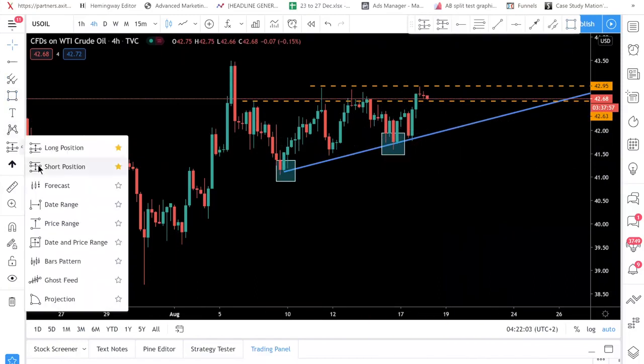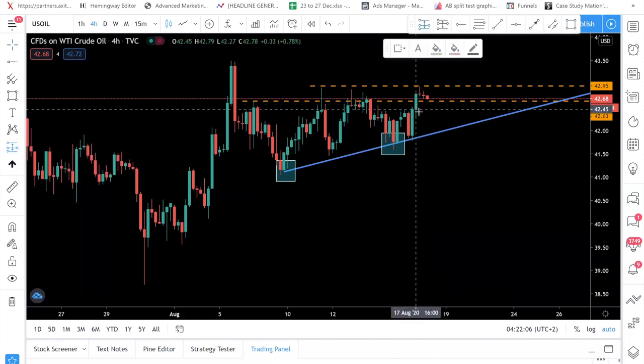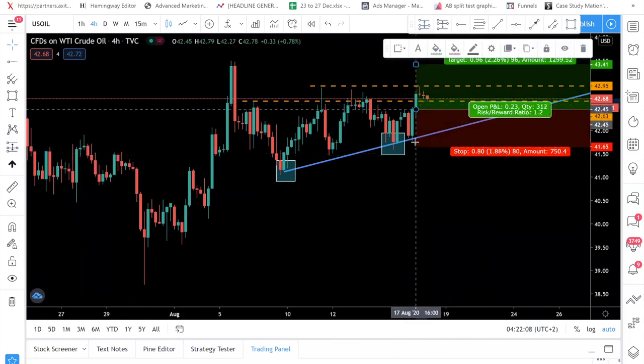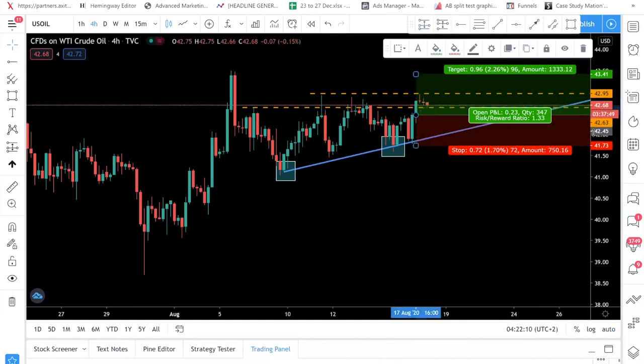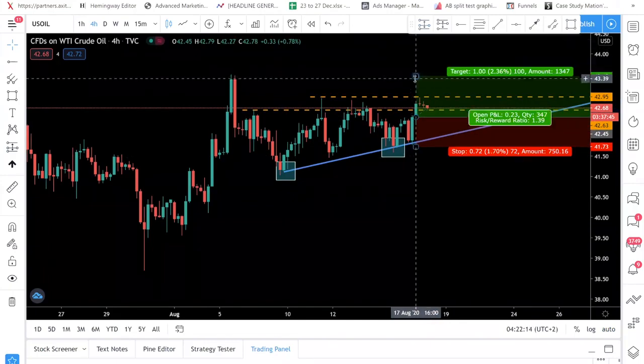This was a very good entry as well. You could have entered something like this and put your stop loss just below and wait for the breakout to happen. So this is how you could have done it.